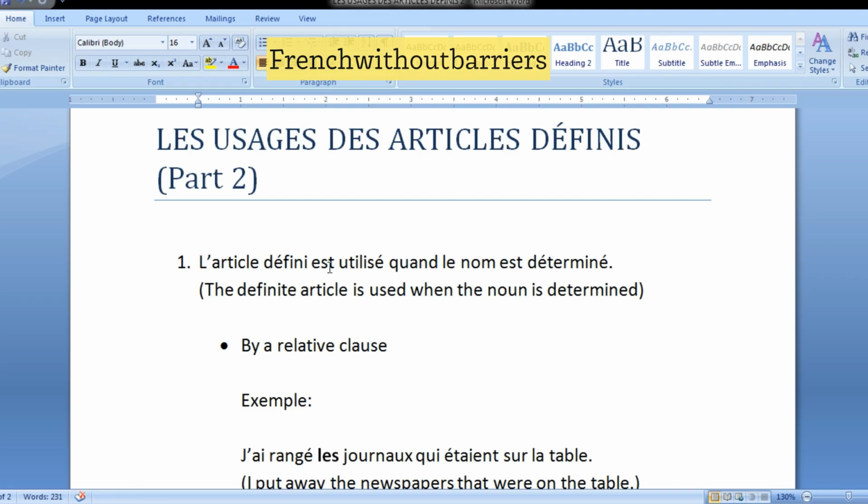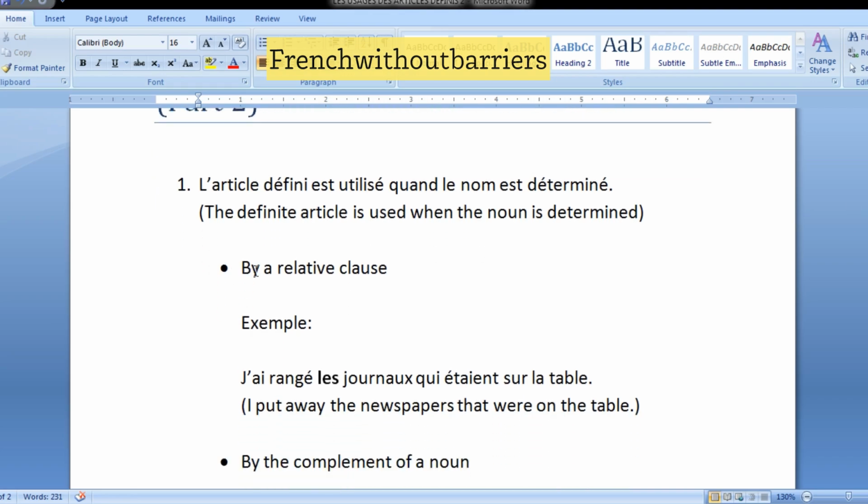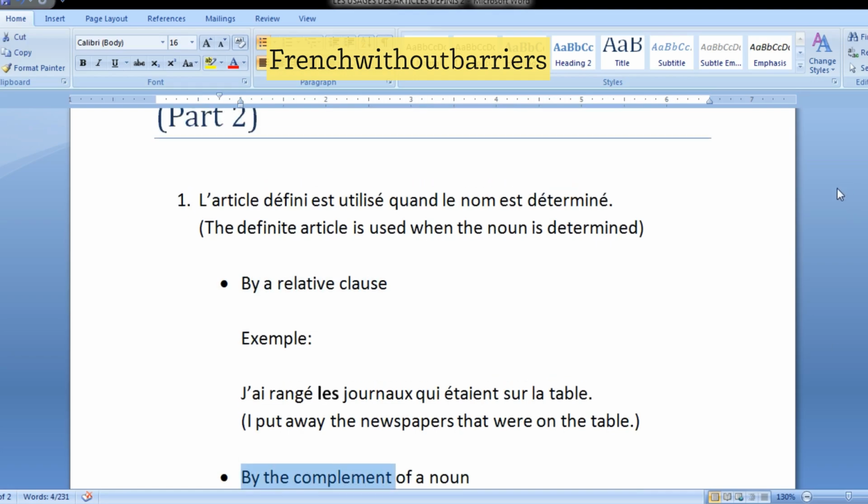L'article défini est utilisé quand le nom est déterminé. Okay, the definite article is used when the noun is determined. Okay, now guys, how is a noun determined? It can either be determined by a relative clause or by a complement. Okay, let's see first how is a noun determined by a relative clause.